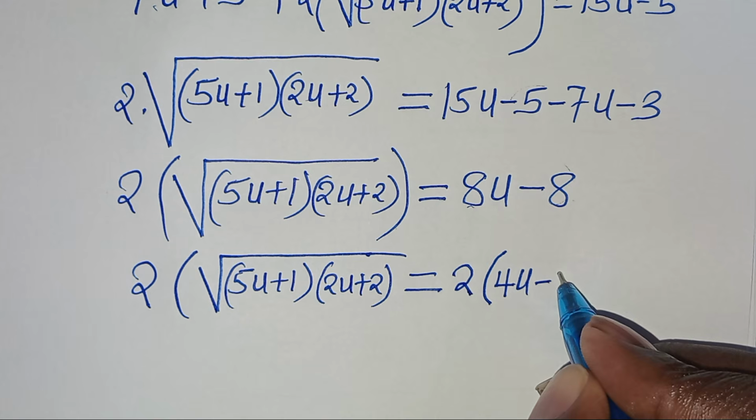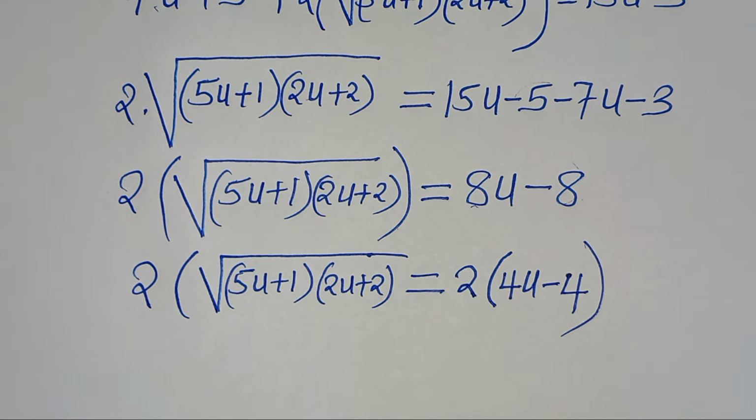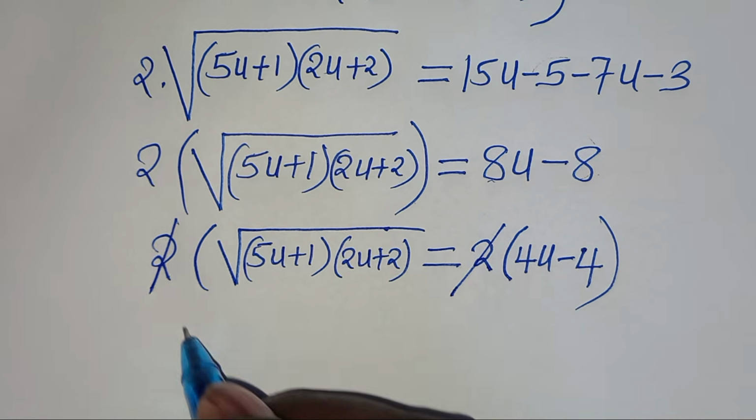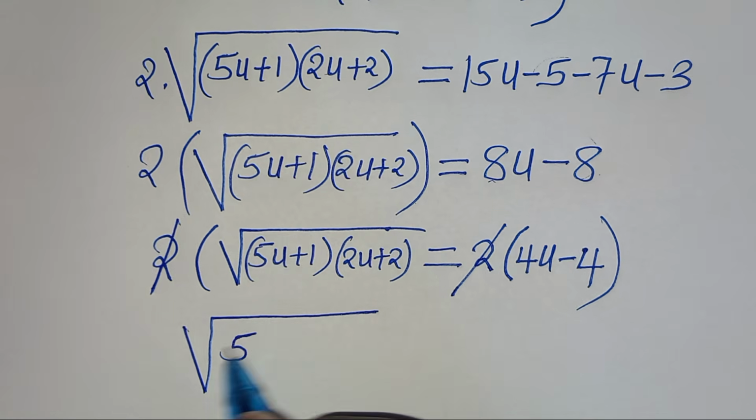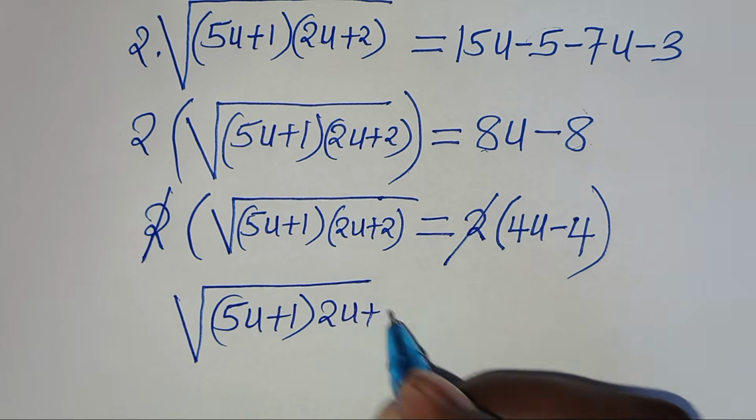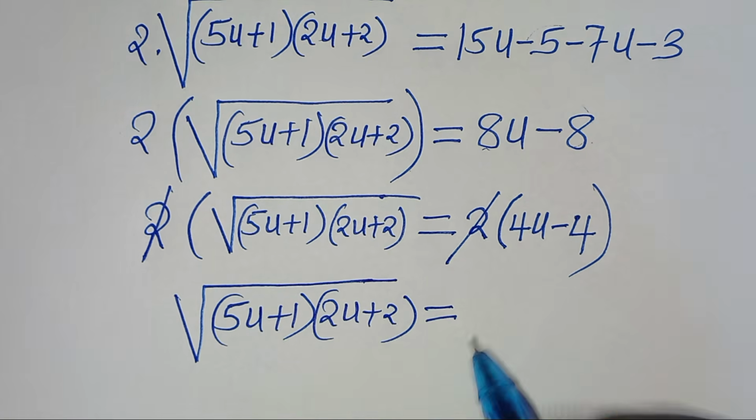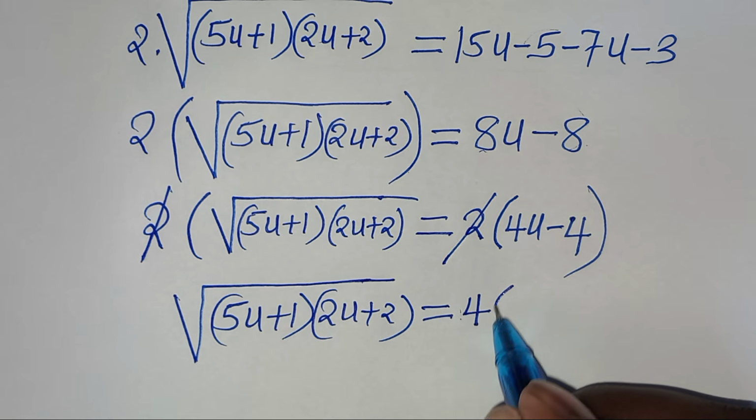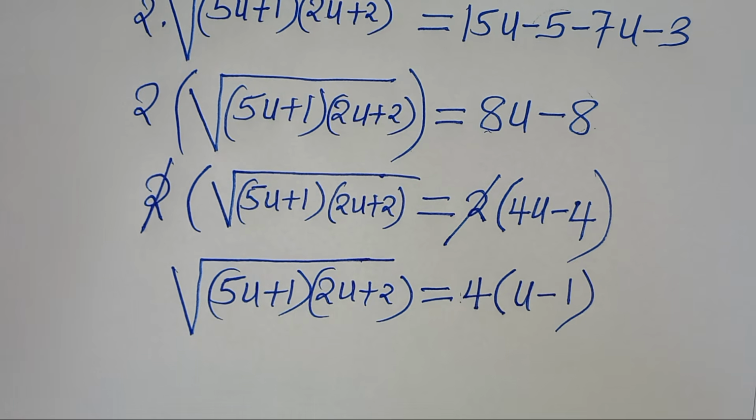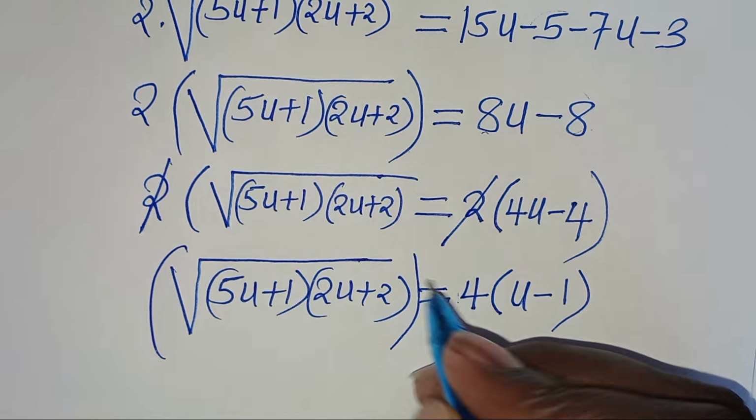This is the same thing as 4. So 2 and 2 here simplifies, so that we have the square root of 5u plus 1 multiplied by 2u plus 2. This is equal to, this is 4u minus 4. 4 is common, so we factor out 4. Then u minus 1.